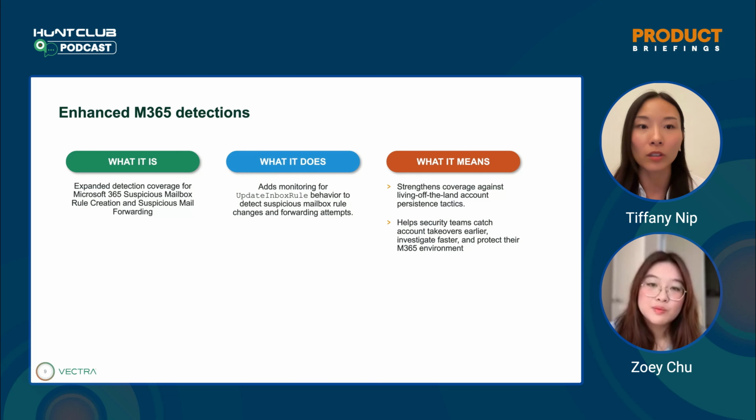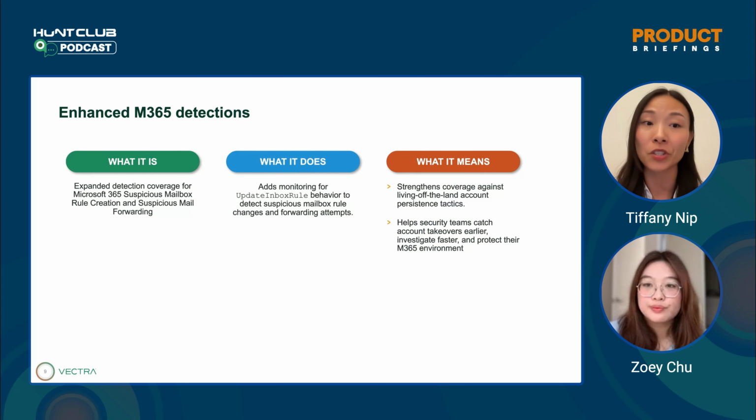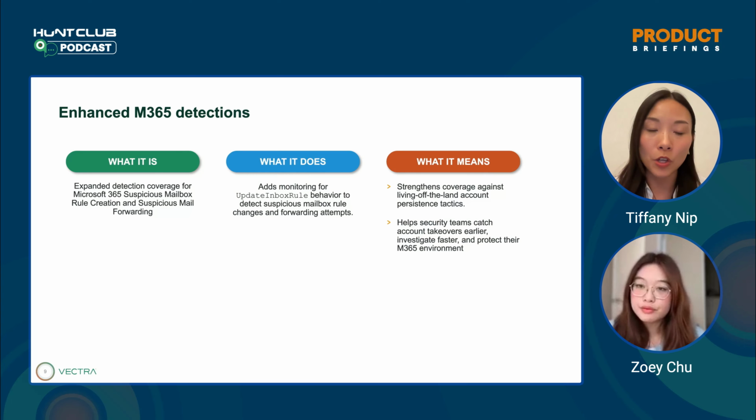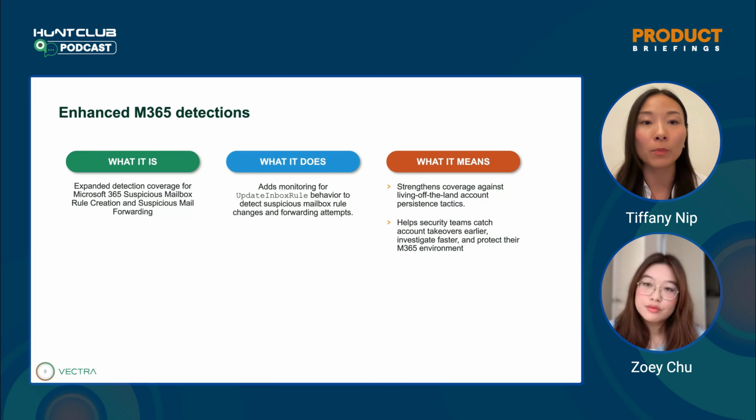Power Automate, Outlook, etc. And one of the things that we know attackers love doing is suspicious mailbox activities, such as creating new rules or doing mail forwarding so that they can forward sensitive data to their external emails, etc. So what this new enhanced detection does is provide more visibility into these updated mailbox rules. So you are able to detect more suspicious mailbox rule changes and these forwarding attempts.